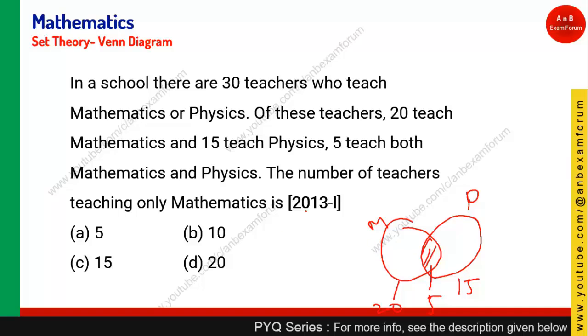Okay, he is interested only in mathematics. Only in mathematics is what? 20 minus 5. 20 minus 5 is 15. So 15 is the right answer. Okay, these questions are very easy.